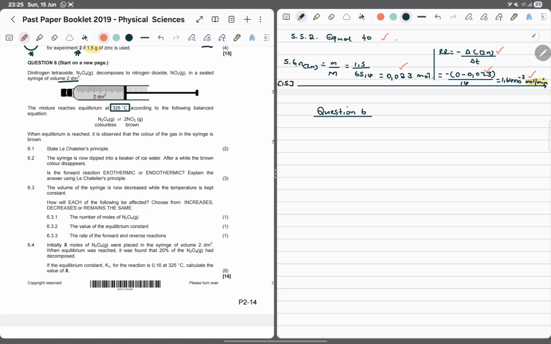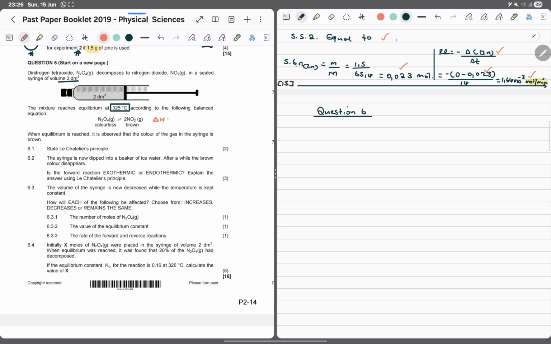So this is to suggest that the decomposition of dinitrogen tetroxide needs energy for it to occur. It does not seem to occur spontaneously. Now we are told that this is reached at 325 degrees Celsius according to the following balanced chemical equation, and we see that the N2O4 is colorless while the NO2 is brown. Okay, great. So obviously if we needed energy, what does it suggest?